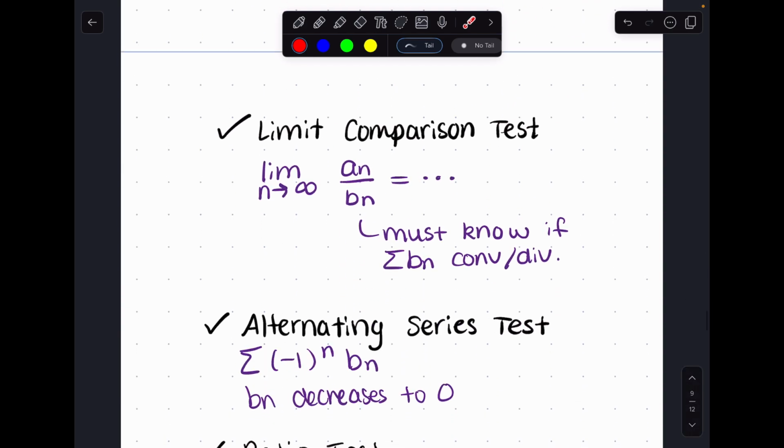We have limit comparison test, where we look at the limit as n goes to infinity of our original terms, our a sub n, divided by terms of a series that we know converges or diverges. So when we evaluate this limit, we could get some number which is non-zero and we can make a conclusion. We could get 0 and make a conclusion. We can get infinity and make a conclusion. But it relies on us evaluating that limit, and we have to know if b sub n converges or diverges.